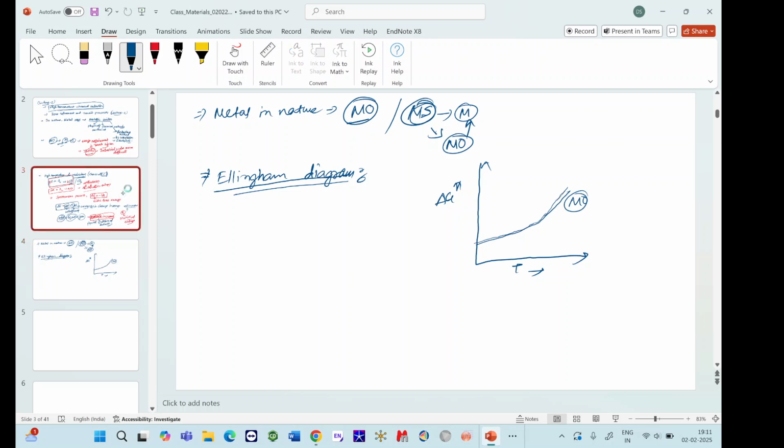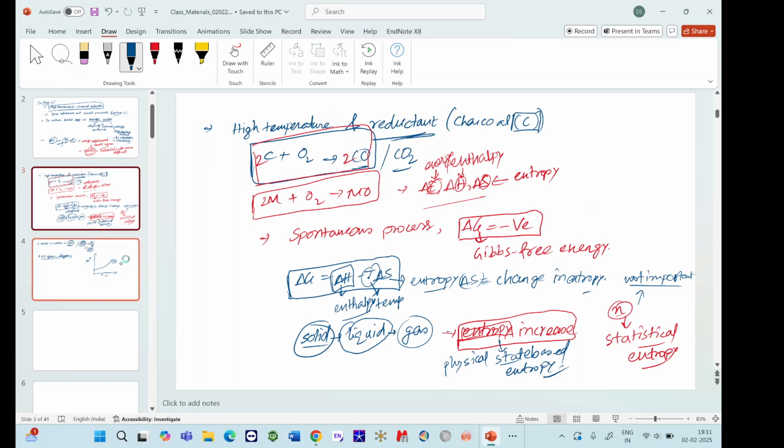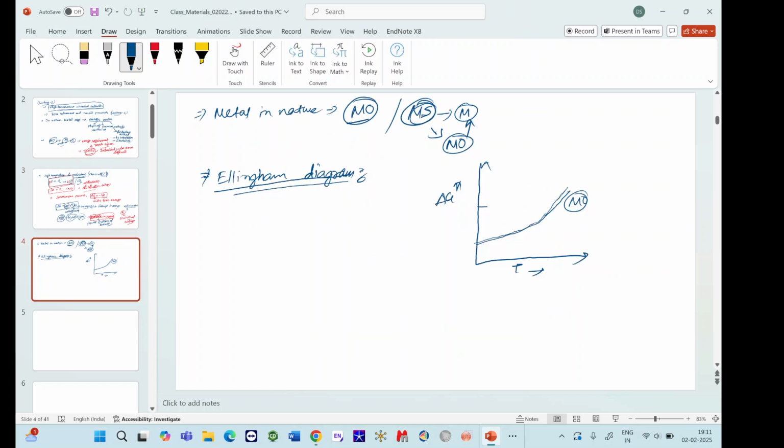and okay, so I told that here we use charcoal. So what is the reason? Because charcoal will have a trend like this. So when you heat at some temperature, this is your process, and this is another one. This has some certain energy requirement.